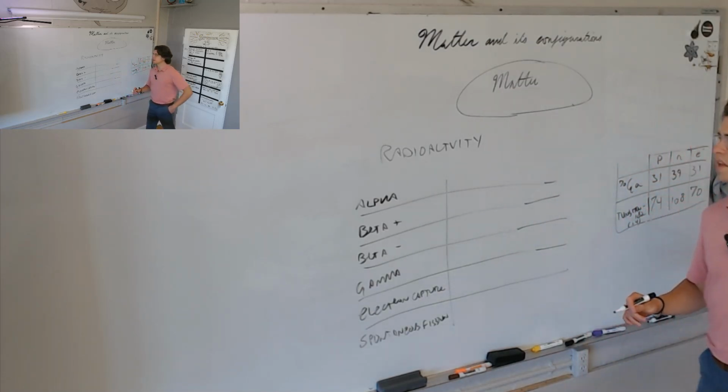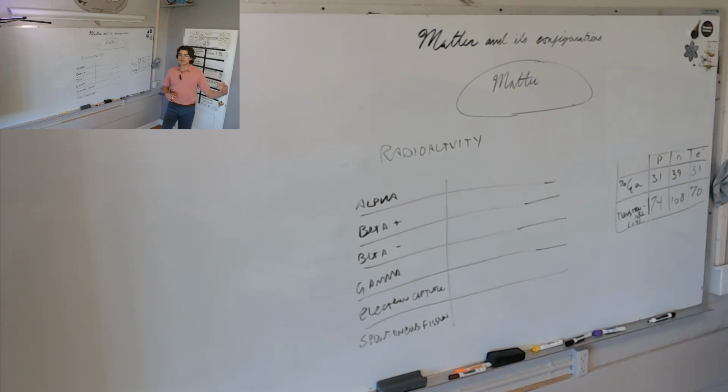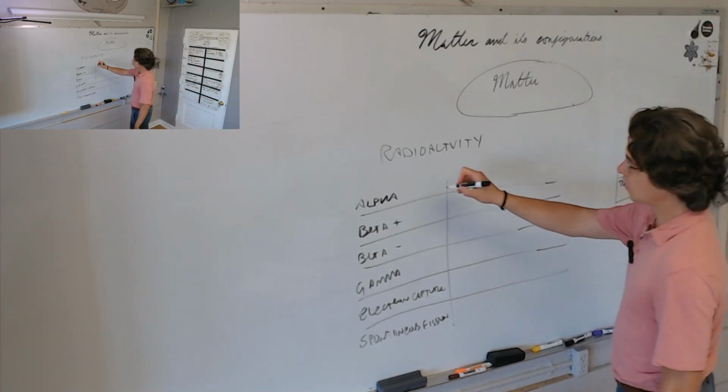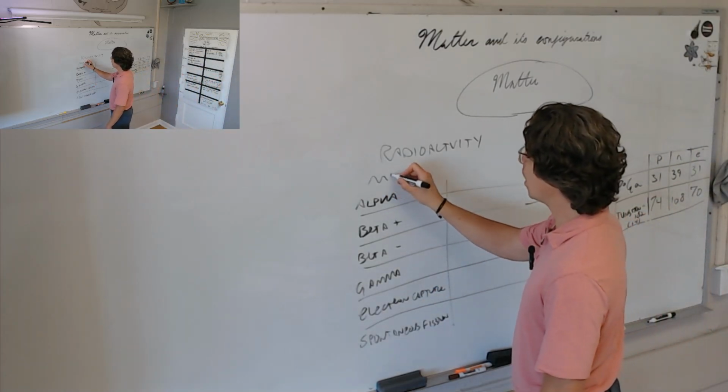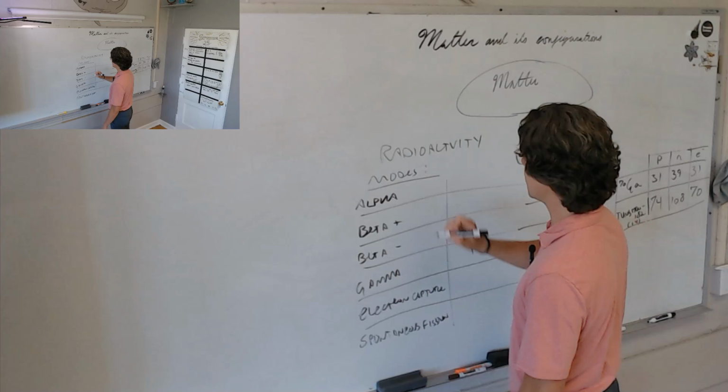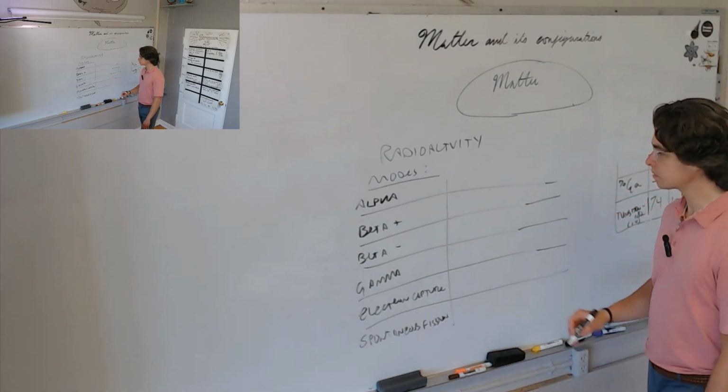And the point of this is that some isotopes, that is some atoms with a certain number of neutrons, tungsten 182 is an isotope, but some isotopes are inherently unstable and so they fall apart. And that process is called radioactivity. And these are the 6 ways, the modes, that it can happen.